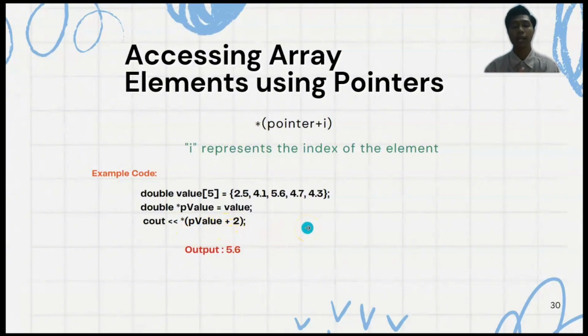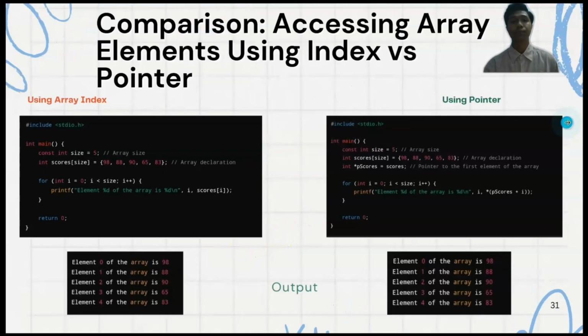So the output I get is 5.6. This is because, like I said, p value equals the first element of the array, which is 2.5. So plus 2 will present the third element of the array: 1, 2, 3. So the output will become 5.6.